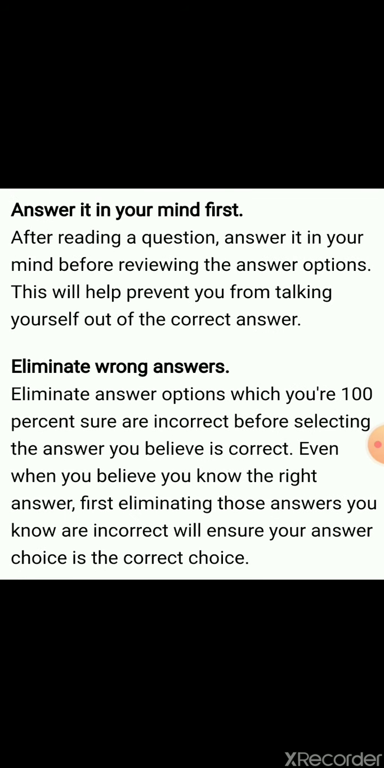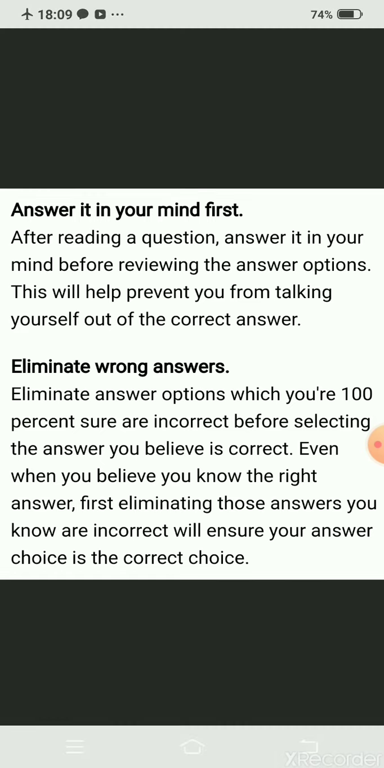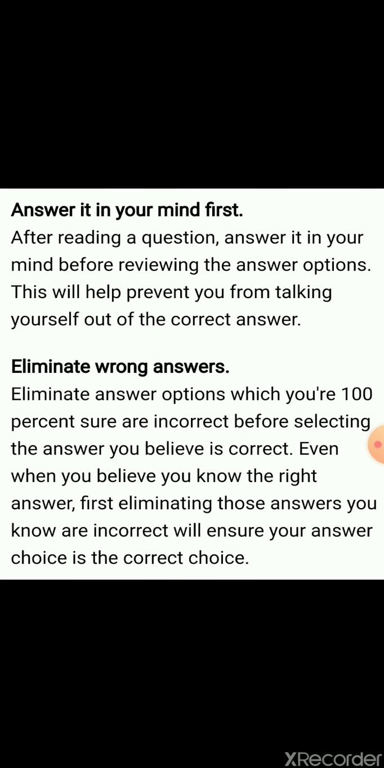Second point, answer it in your mind first. For example, you have read the question, afterwards you have read the content, and while underlining it just hits you in your mind, oh my god, I got the answer to my first question. Keep it in your mind, but don't decide to finalize it. So after reading a question, answer it in your mind before reviewing the options. This will help prevent you from talking yourself out of the correct answer. You will definitely go to the correct answer, but be patient, don't be in a hurry.